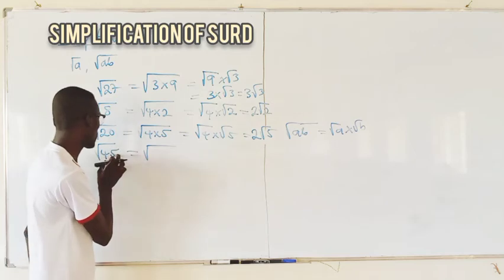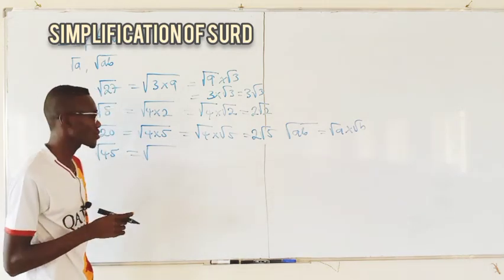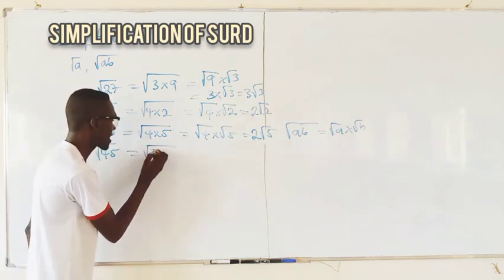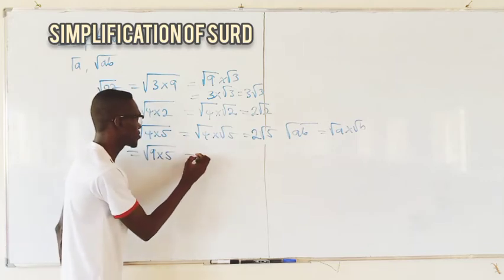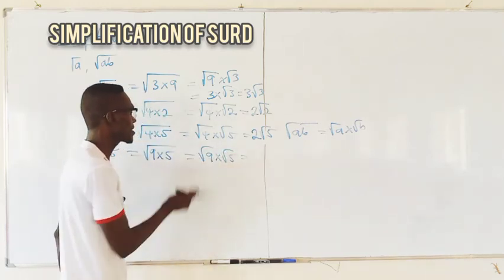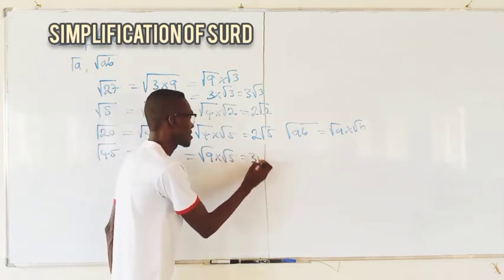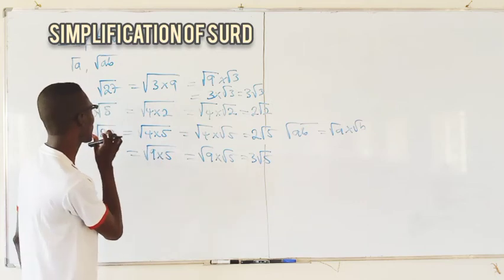So for 45, what are two numbers that if I multiply, I'll get 45 and one is a perfect square? As you can see, it's just going to be 9 times what? 5, because 9 times 5 is what? 45. So this is going to be square root of 9 times square root of 5, which equals, what's the square root of 9? That's 3 root 5. So you can see this is how to simplify surds.